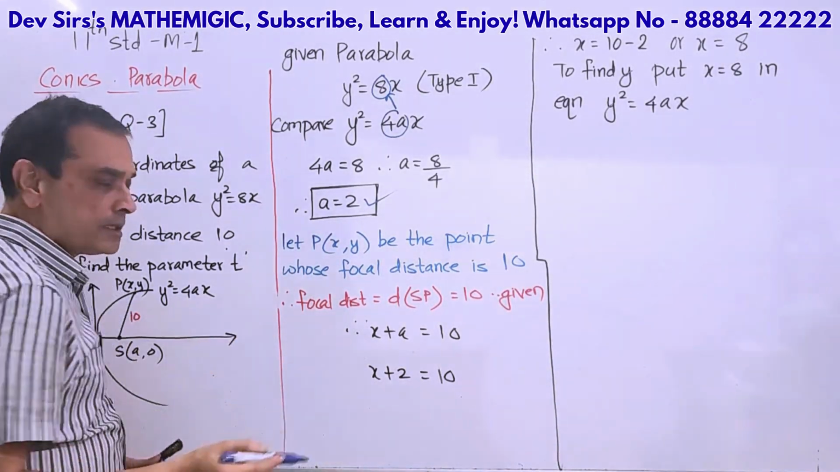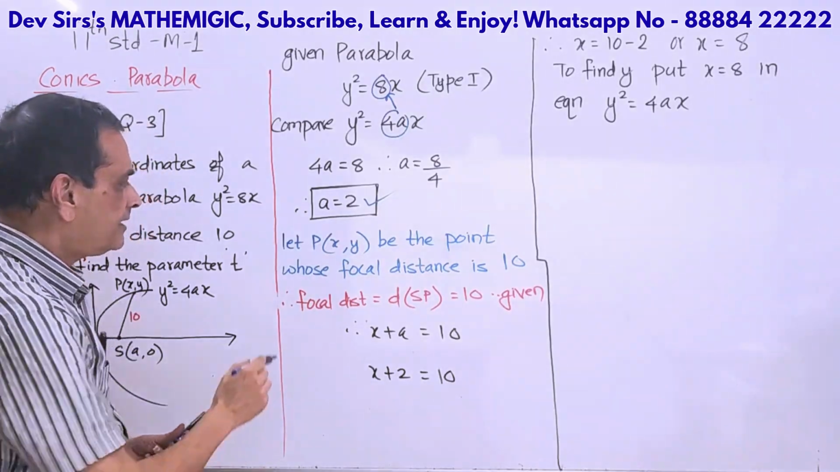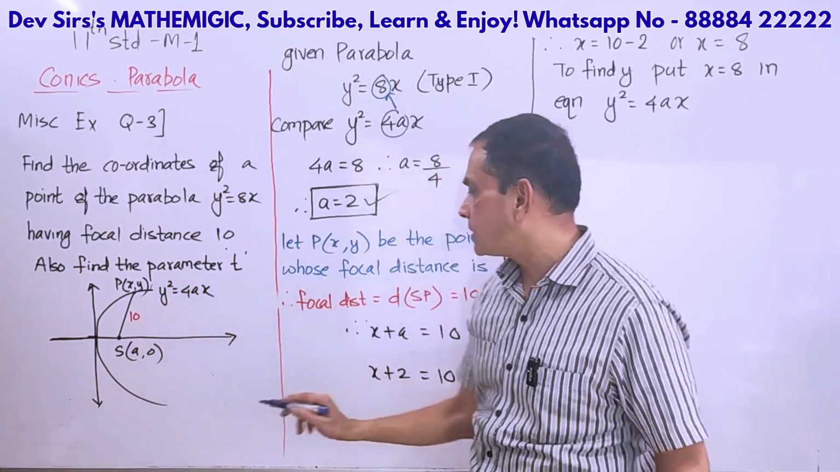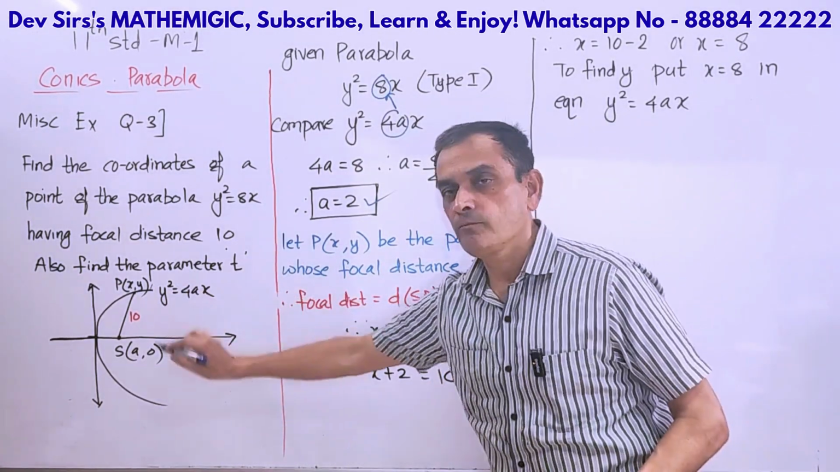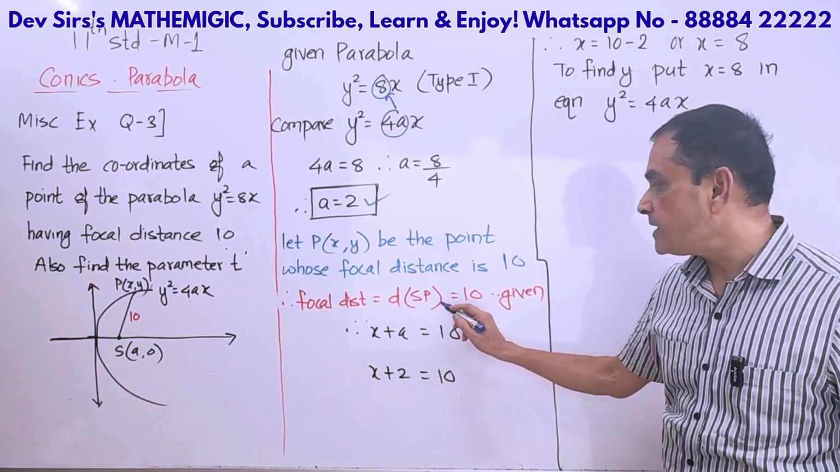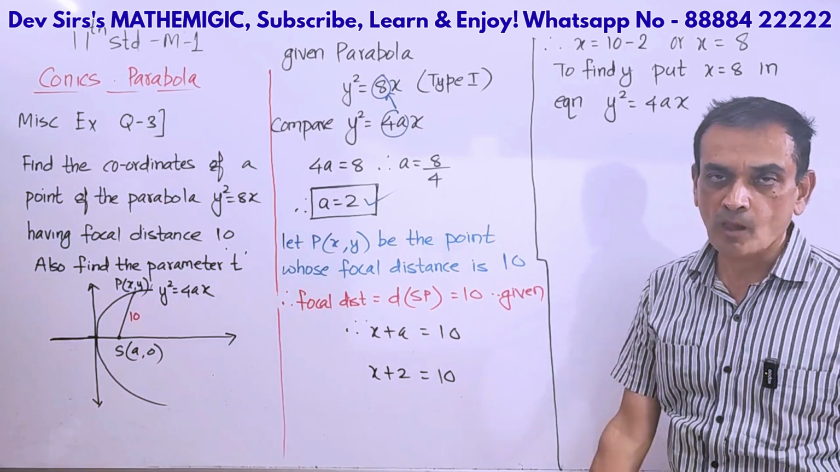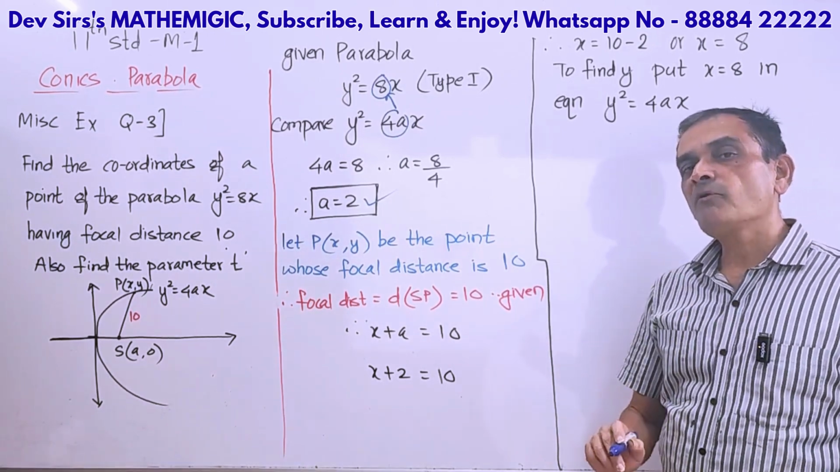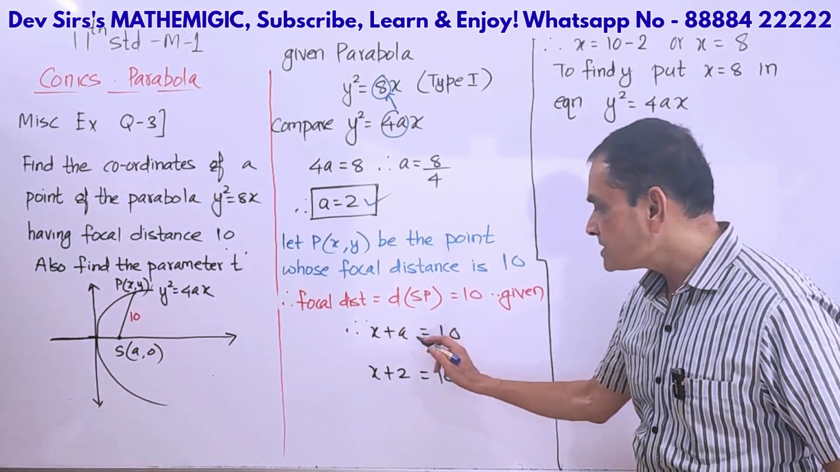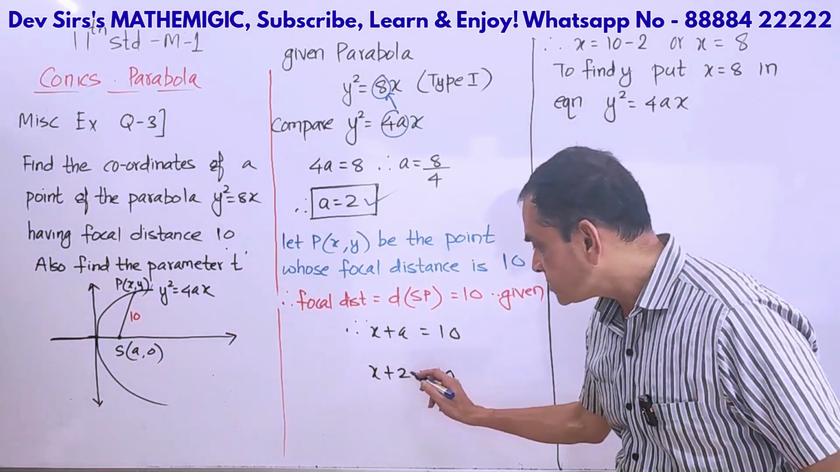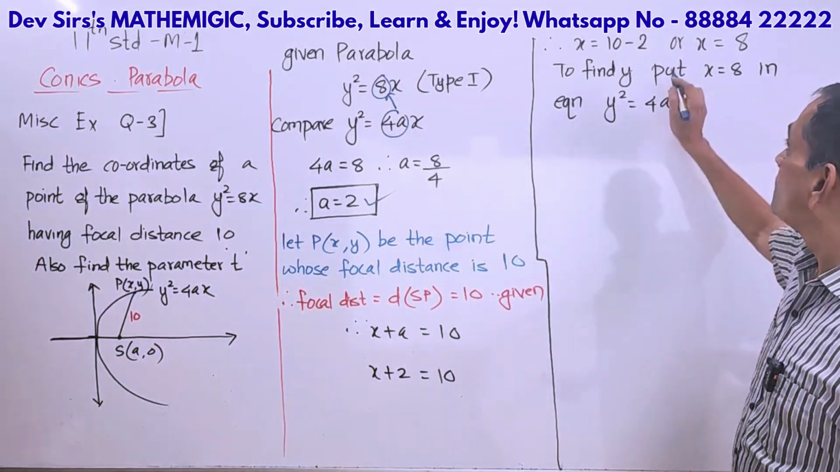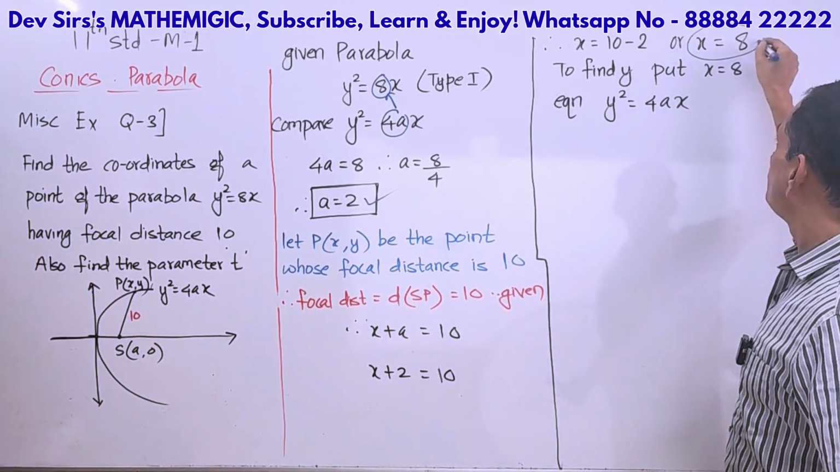Now, as I told you, let P(x, y) be the point whose focal distance is 10. I have shown it on the curve. So focal distance equal to distance SP equal to 10 is given. Now the formula for focal distance is x plus a. Remember the formula. x plus a equal to 10, x plus 2 equal to 10. So x is equal to 10 minus 2, that is x equal to 8.